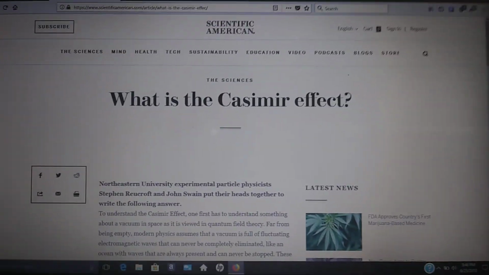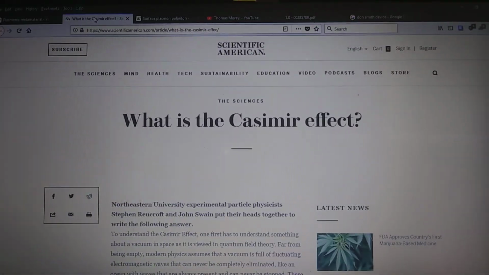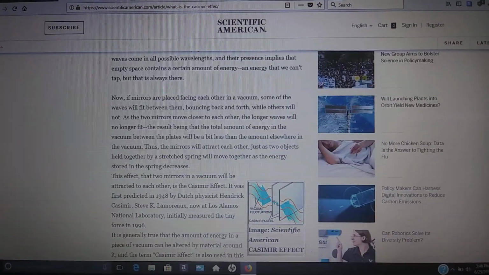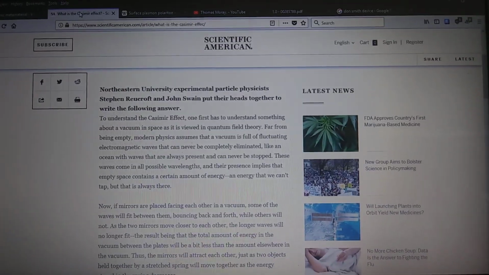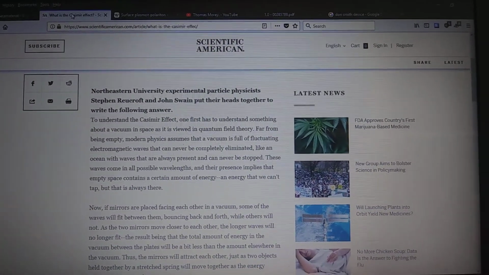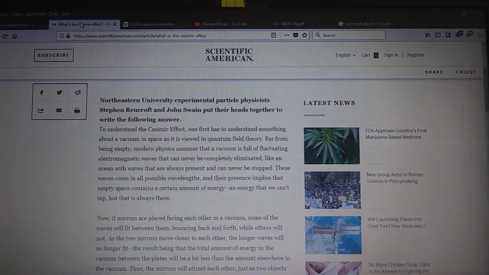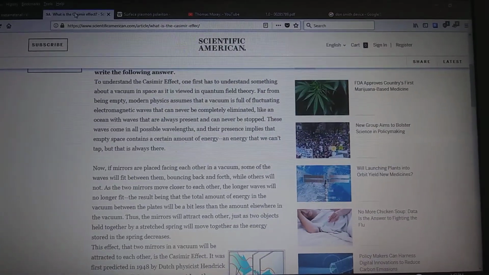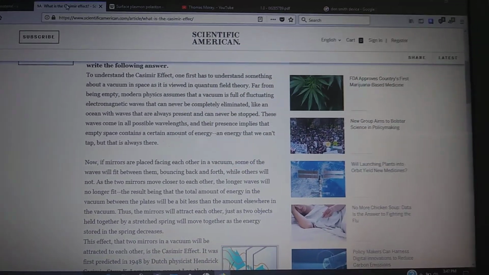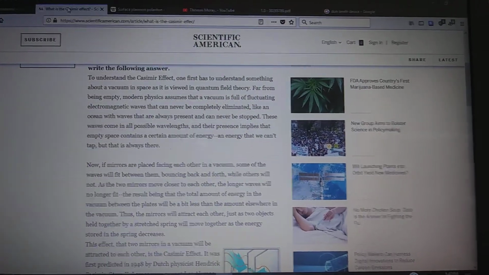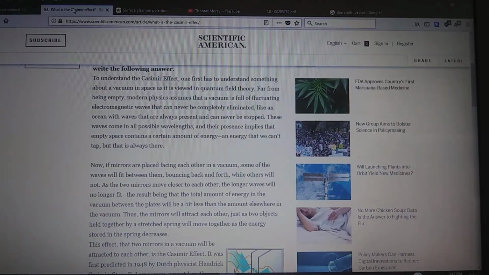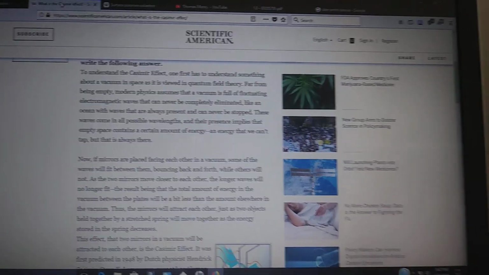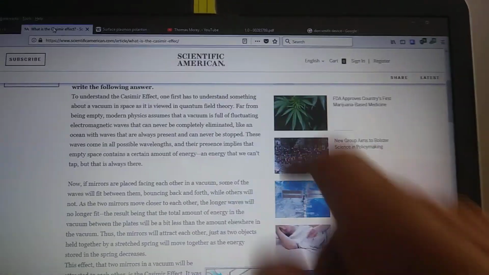Now, it's something called the Casimir effect, and this is an article that was published in Scientific American by Northeastern University experimental physicists Stephen Rucroft and John Swain. So they're talking about quantum field theory and how that vacuum in space is not empty. That it's full of these infinite modes of electromagnetic waves that can never be completely eliminated.